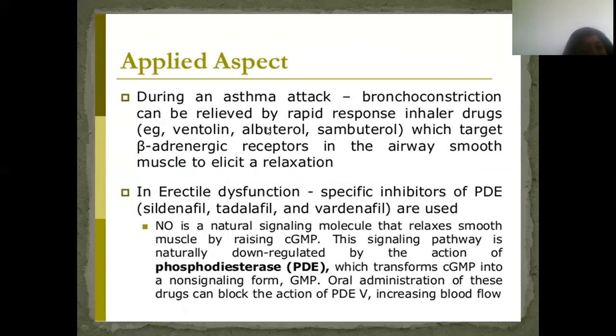If we see the applied part, during an asthma attack, bronchoconstriction can be relieved by rapid response inhaler drugs like Ventolin, albuterol, salbutamol. In erectile dysfunction, specific inhibitors of PDE like tadalafil, vardenafil are used.